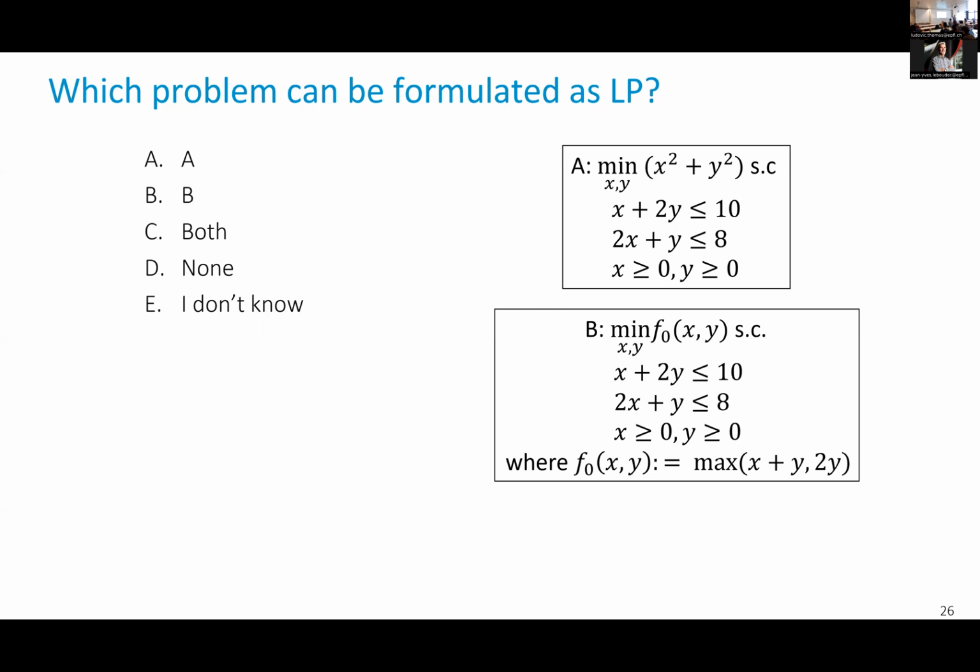Closing the poll. The majority says B, which is the correct answer. Indeed, problem A, which is quadratic, doesn't seem to be easy to transform. But here, let's discuss how B can be transformed into a linear program.